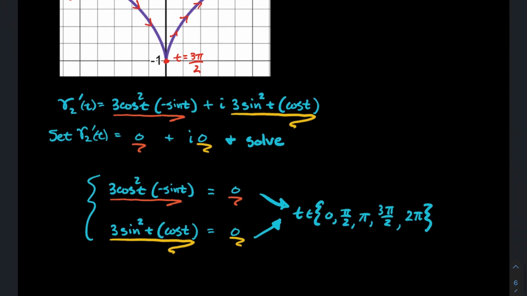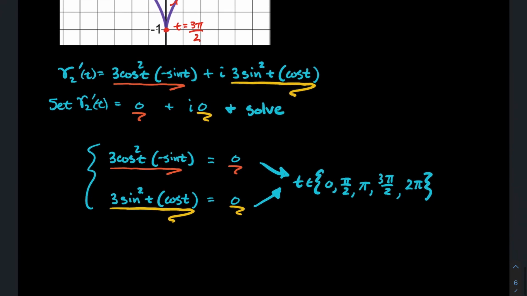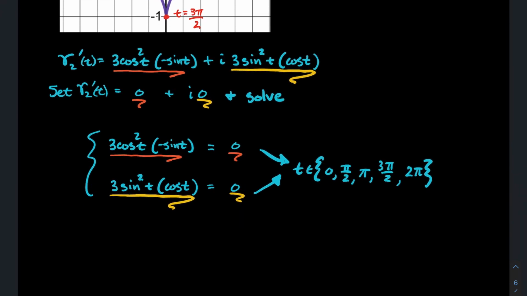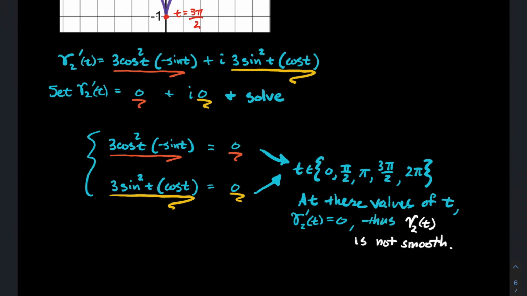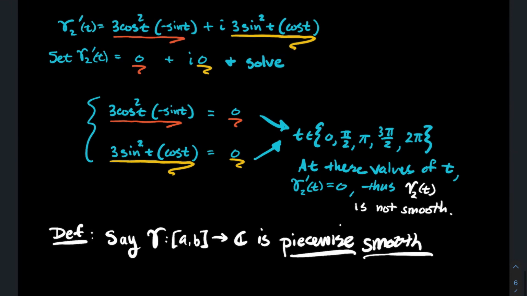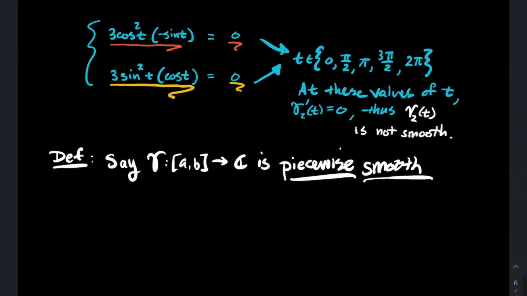And so these are the t's where my function is not smooth. These are the t's where I have a tangent vector that has 0 length. In other words, the 0 vector is there. And so at these values of t, again, gamma prime is 0, really 0 plus 0i. And thus gamma 2 is not a smooth curve. Got a few more definitions here.